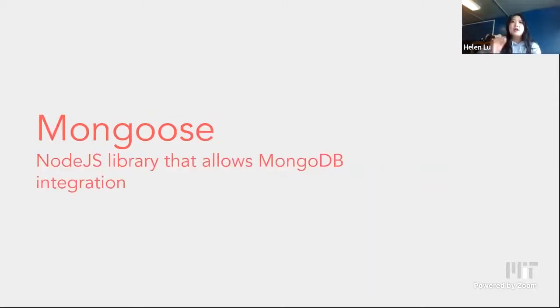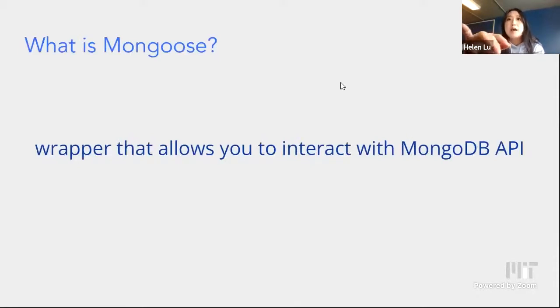Okay, so we're not actually going to interact with the MongoDB API itself. We're going to interact with it through this thing called Mongoose, which is a Node.js library that makes our interaction with MongoDB a lot easier. We can think of Mongoose as a wrapper that allows us to interact with MongoDB.